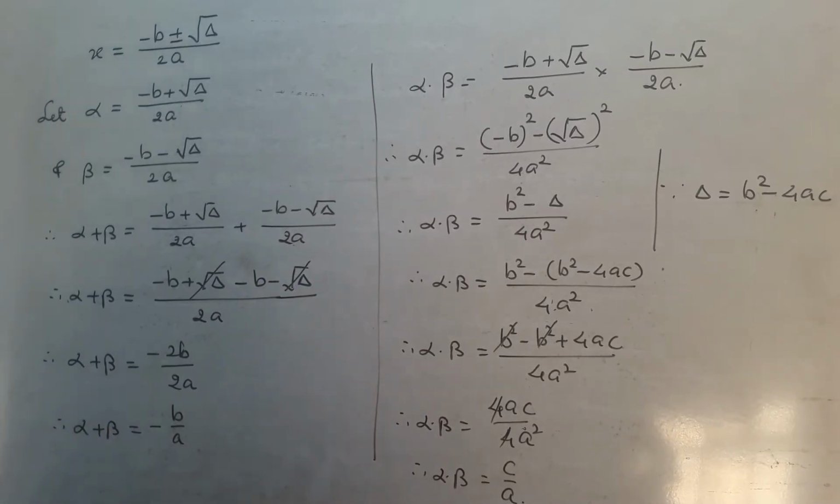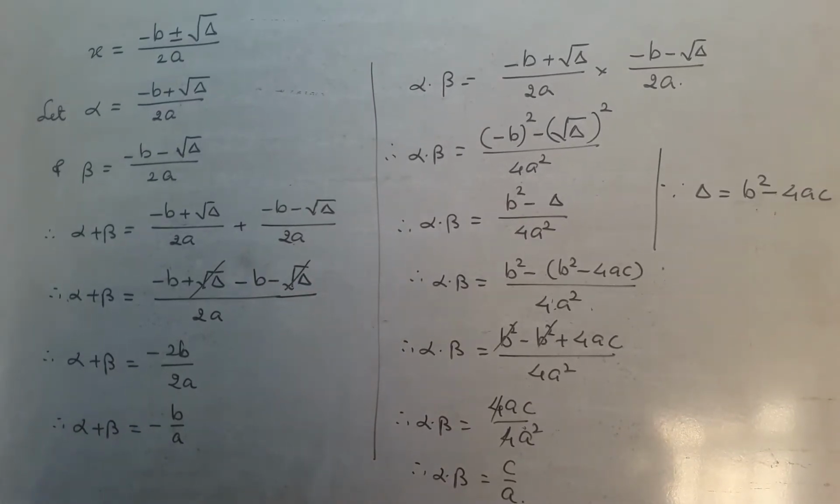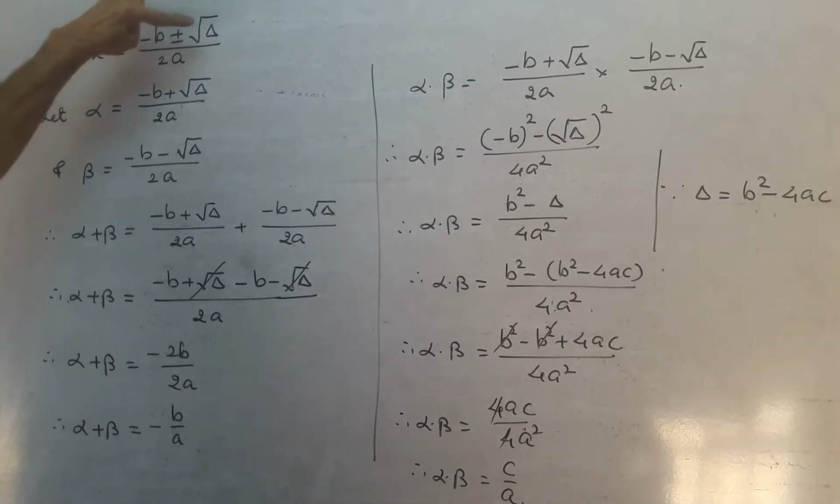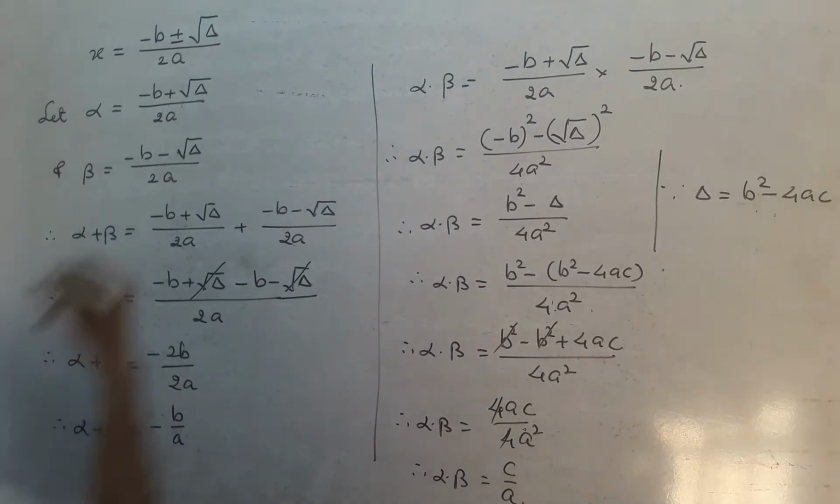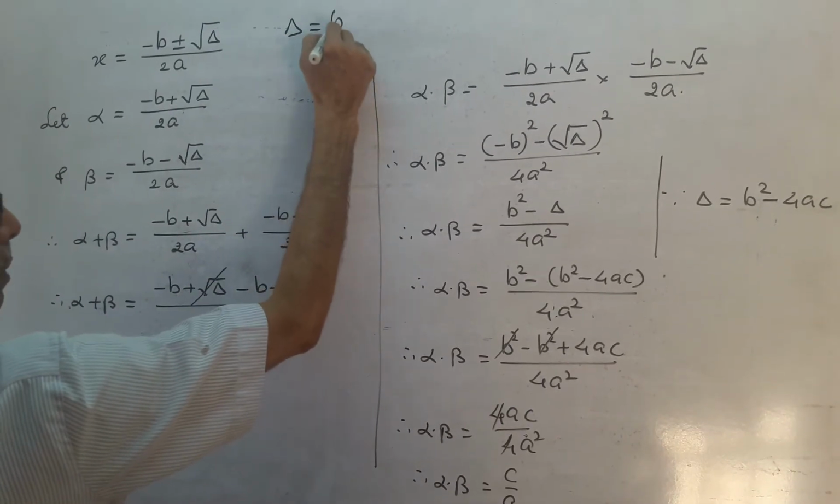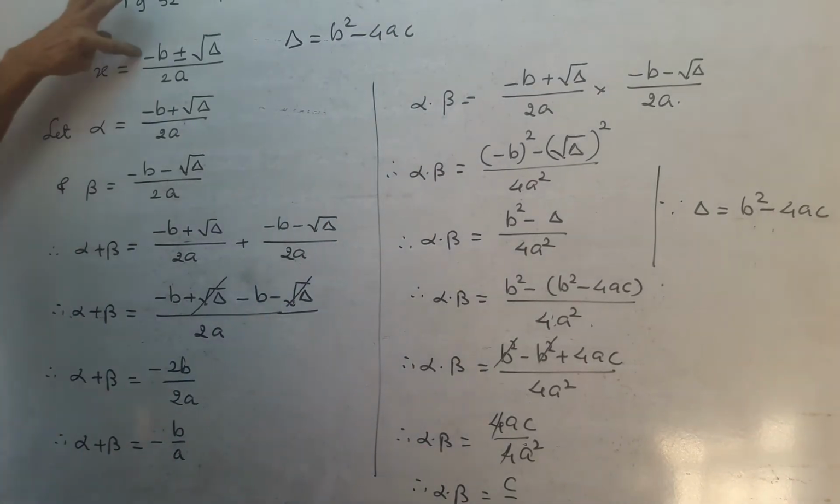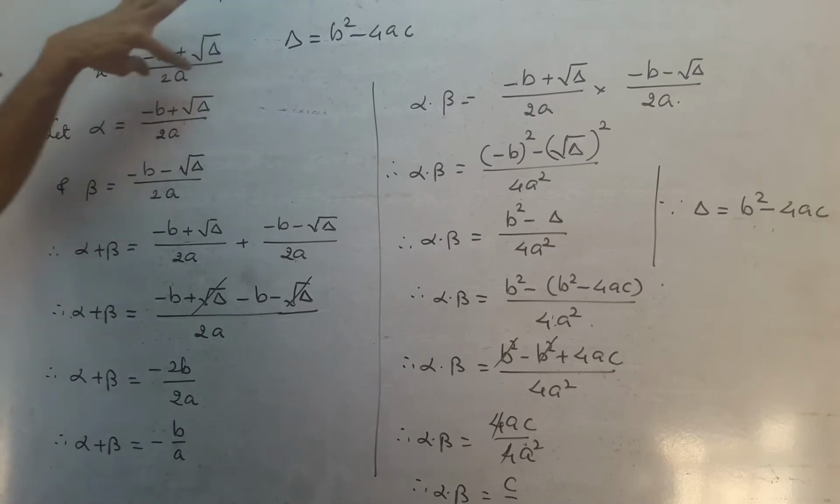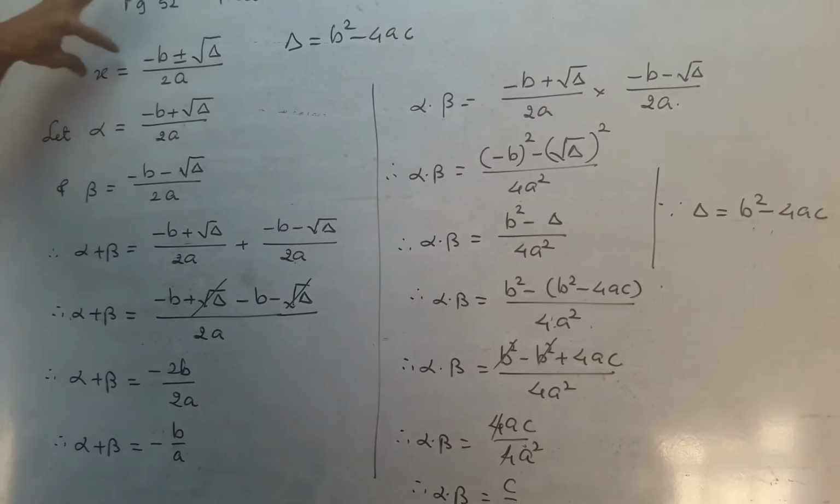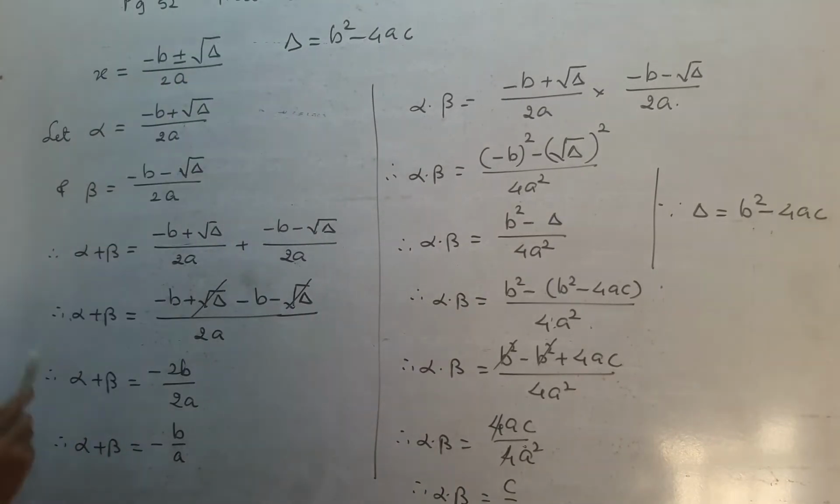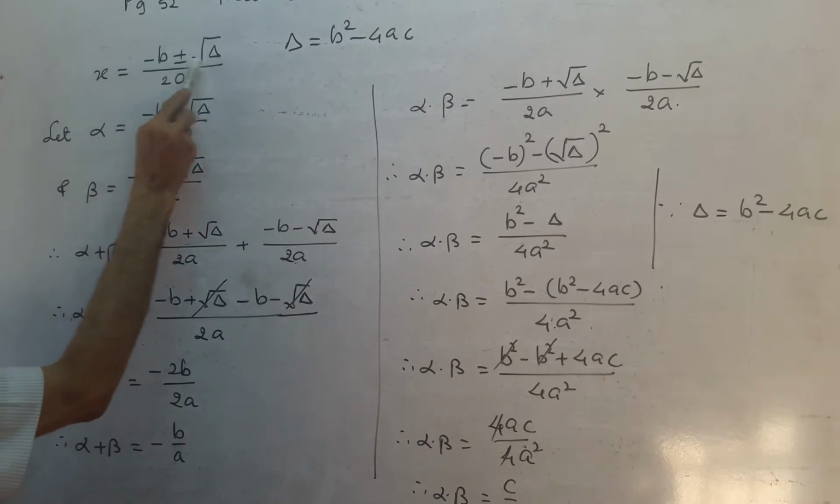Now while solving quadratic equations, we have derived one formula to find the roots of the equation, where the formula is X is equal to minus b plus or minus root delta upon 2a, where delta is b square minus 4ac, this we have seen. So minus b plus or minus under root b square minus 4ac upon 2a. Here you find the two roots. The first root is minus b plus root delta upon 2a, and the second root is minus b minus root delta upon 2a.